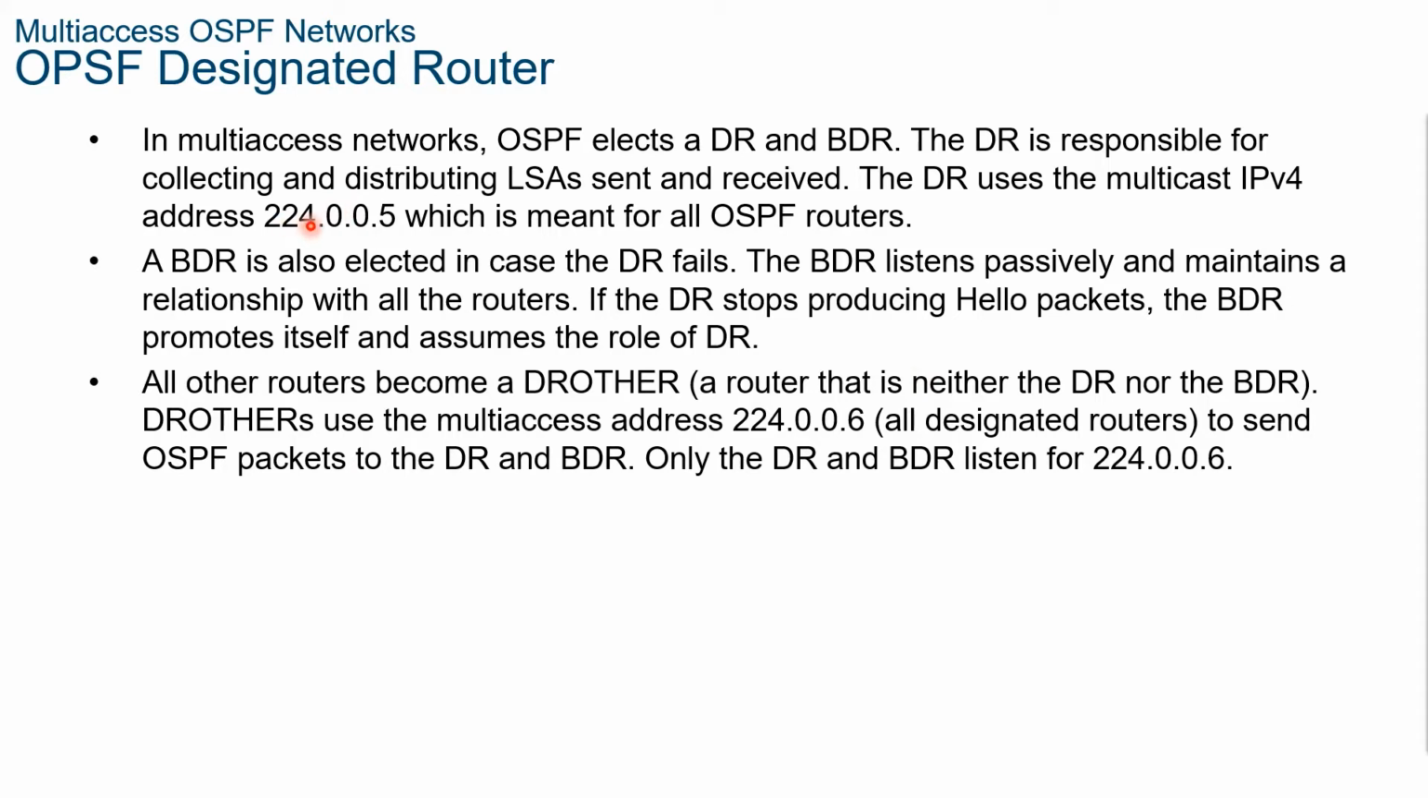A BDR is also elected in case the DR fails. The BDR listens passively and maintains a relationship with all the routers. If the DR stops producing hello packets, the BDR promotes itself and assumes the role of the designated router. All other routers become a DROTHER, a router that is neither the DR nor the BDR. DROTHERs use the multicast address 224.0.0.6 to send OSPF packets to the DR and BDR. Take note, only the DR and BDR listen for 224.0.0.6.